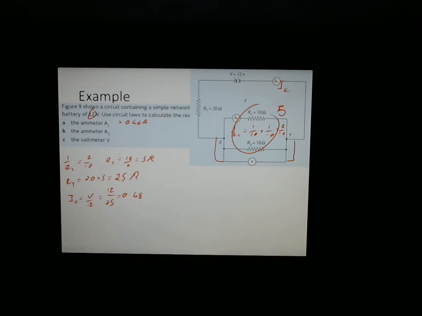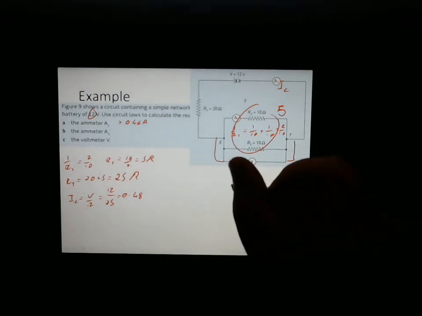The current going through them is equal to 0.48, 12 over 25. Both of those have the same resistance. They have the same voltage. We don't know what that voltage is, but we know it's got the same voltage. So it stands to reason it should have the same current. Let's work that out mathematically.